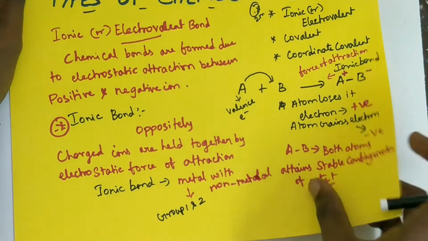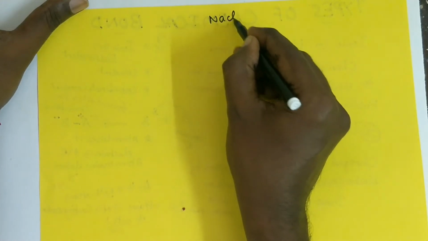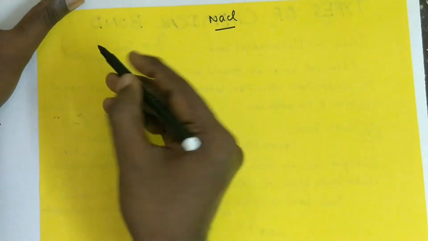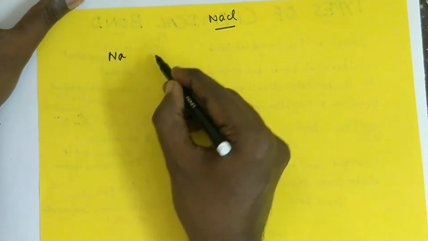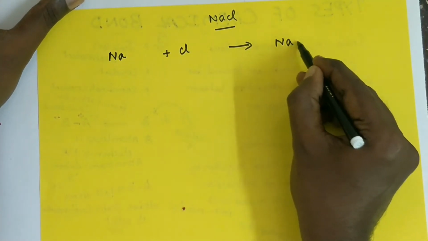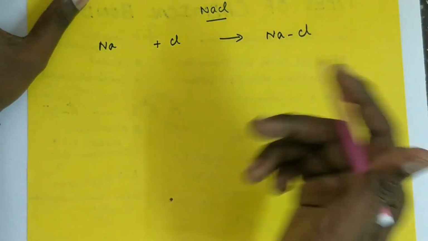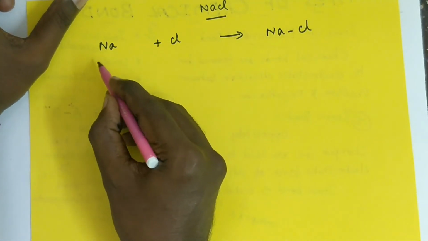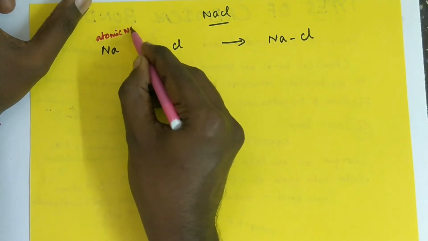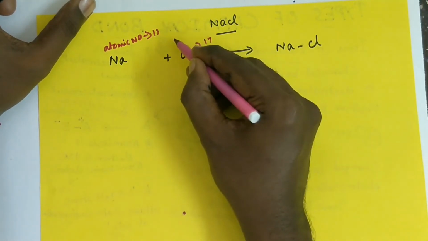Let's see with one example. Suppose formation of NaCl. NaCl means Na is one atom and chlorine is one atom. So sodium and chlorine combine to form sodium chloride. How are these bonds formed? Sodium atomic number is 11. Chlorine atomic number is 17.